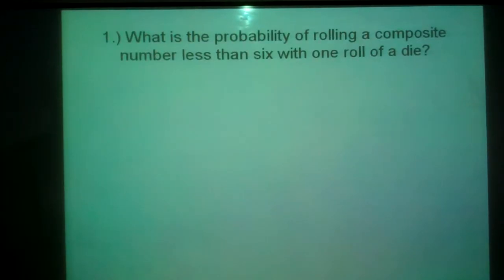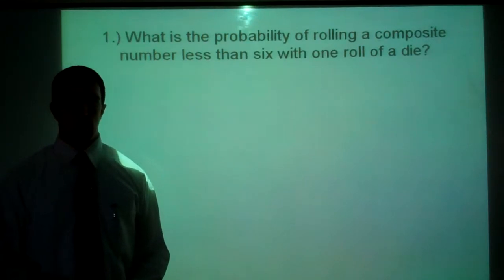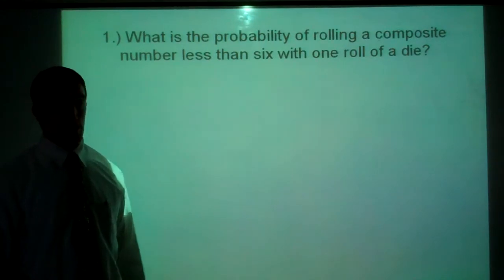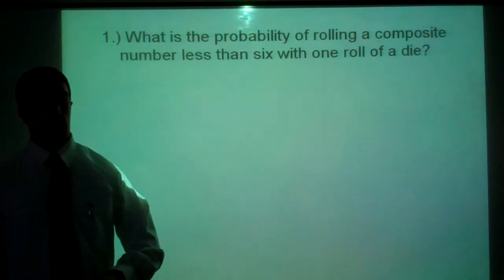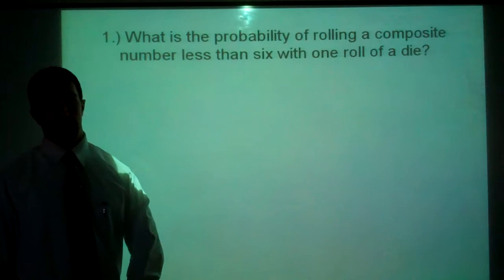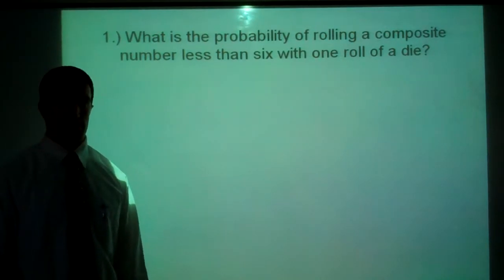Okay, here's one that we'll see. What is the probability of rolling a composite number less than 6 with one roll of a die? Remember, composite numbers are numbers that can be divided by more than 1 and itself. So, for example, 4 is a composite number less than 6 because it can be divided by 1, 2, and 4. Now, a prime number would be a number that can only be divided by 1 and itself, or basically 1 and itself are the only two numbers that are factors of that number.